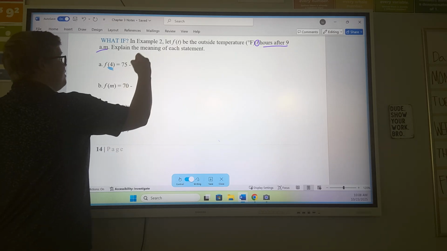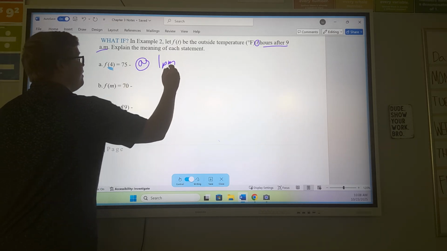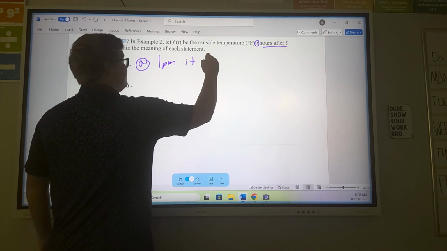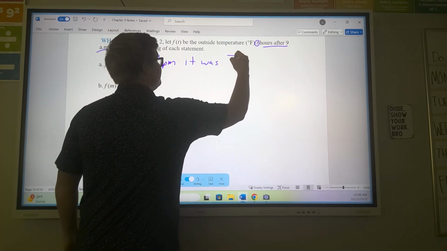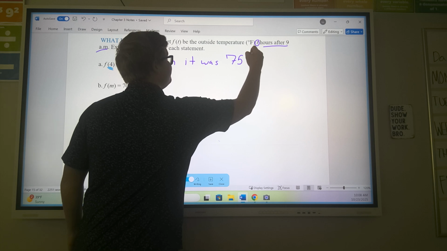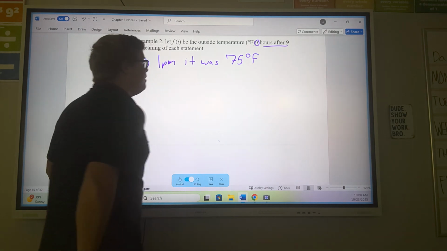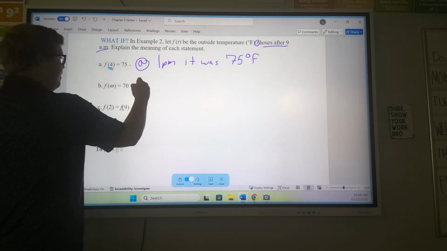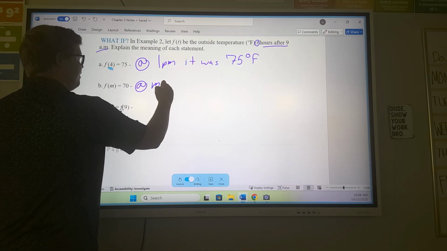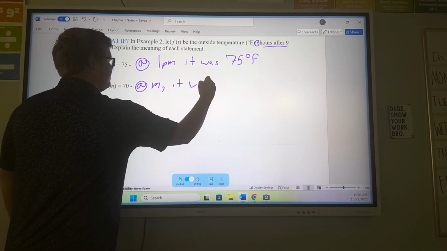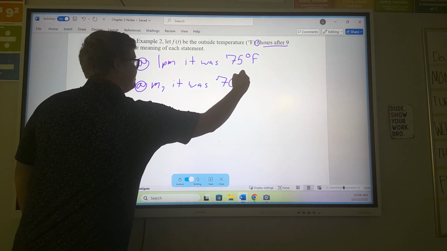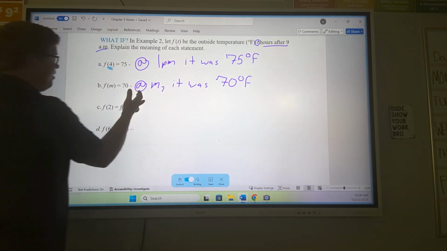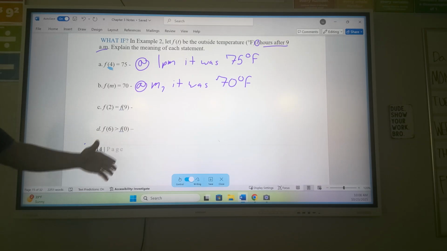So at 1 p.m., it was 75 degrees Fahrenheit. Okay? At f of m, we don't know what time it is, so I'm okay with you saying at m, it was 70 degrees Fahrenheit. Because again, we don't know what the time is. M hours after 9 a.m. doesn't really tell us what the time is.